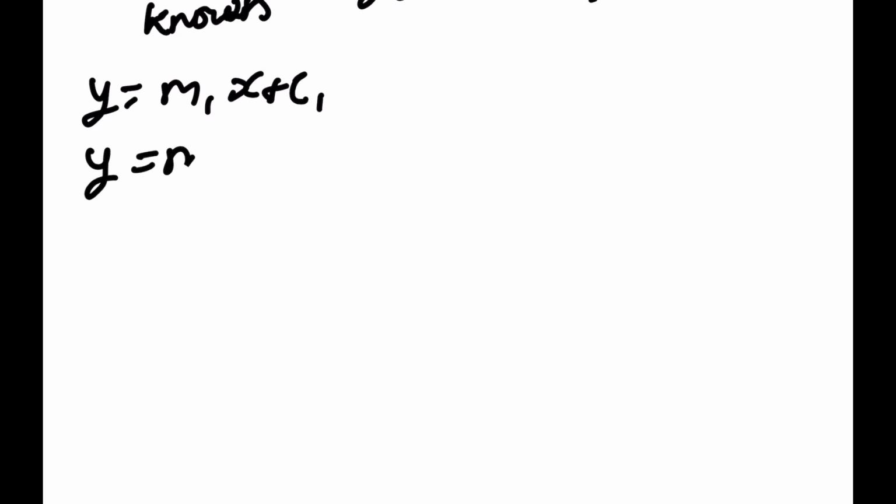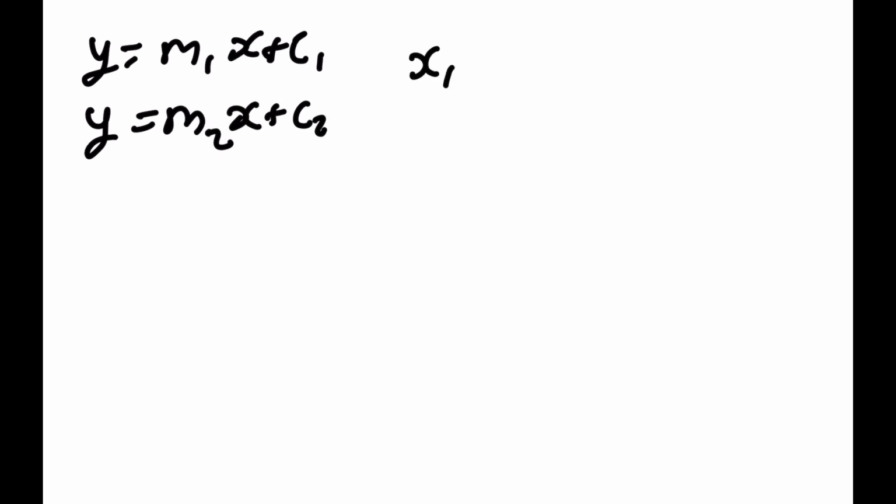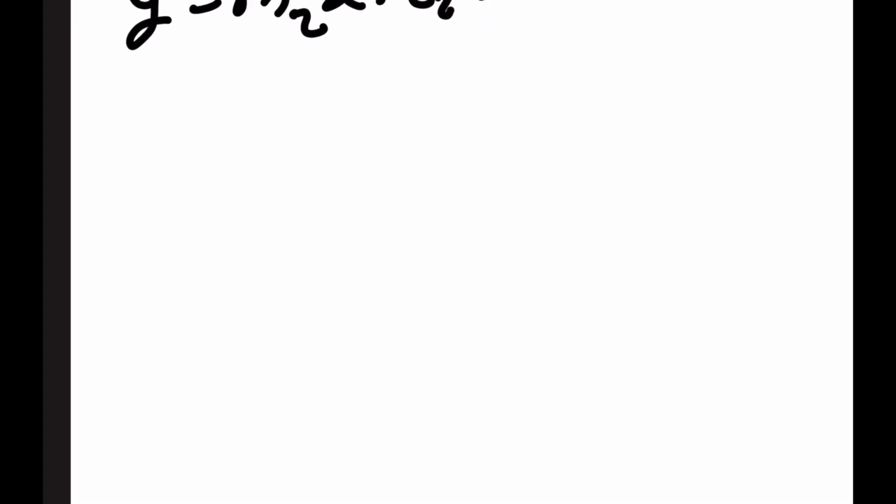Now, if you have an intersection between two lines, so you have two lines, y equals m1x plus c1, and y is equal to m2x plus c2, there should be a point (x, y) which satisfies both of these equations. So let's do an example.